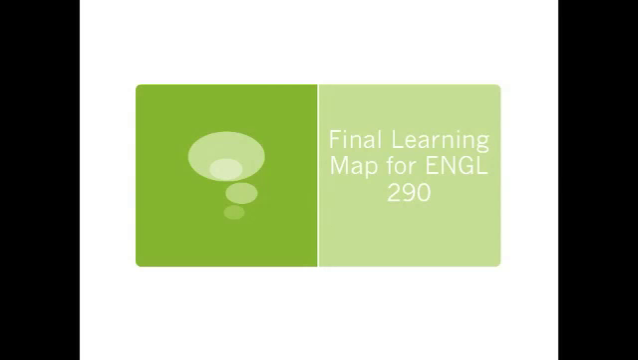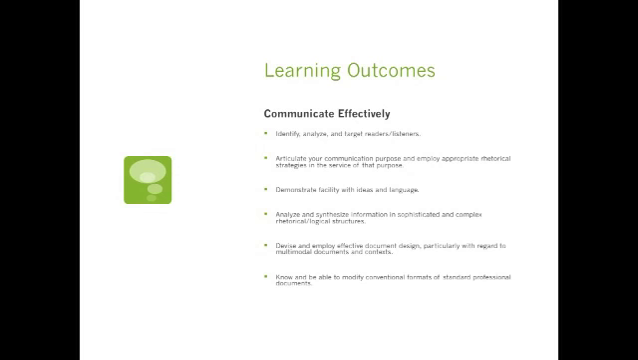I am looking forward to seeing your final white papers, and I'm going to turn now to a PowerPoint presentation. Here is the presentation, the final learning map for English 290. So I want to review, first of all, what our learning outcomes were. These pertain to the final discussion board that you're doing also, where I'm going to ask you to put these outcomes into conversation with the final white paper assignment that you did.